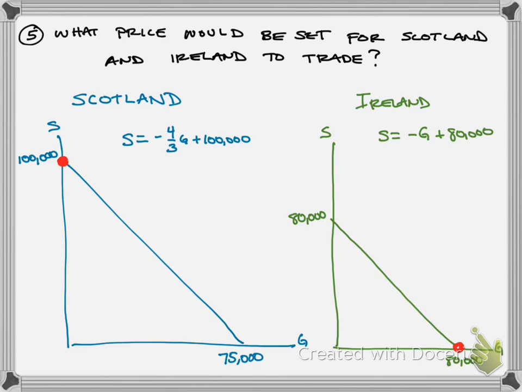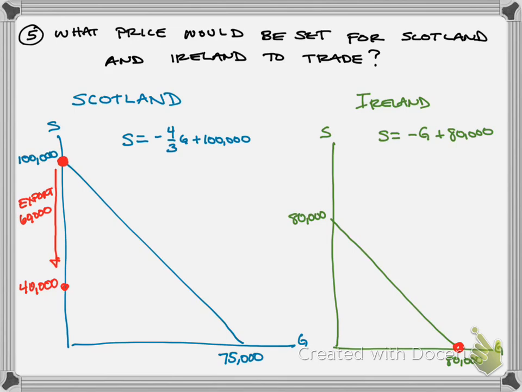Now how much would they trade? Well, if Scotland only needs 40,000 sheep to make themselves happy, then we can identify the number here, 40,000. And so that means that they're going to export 60,000 sheep to Ireland.